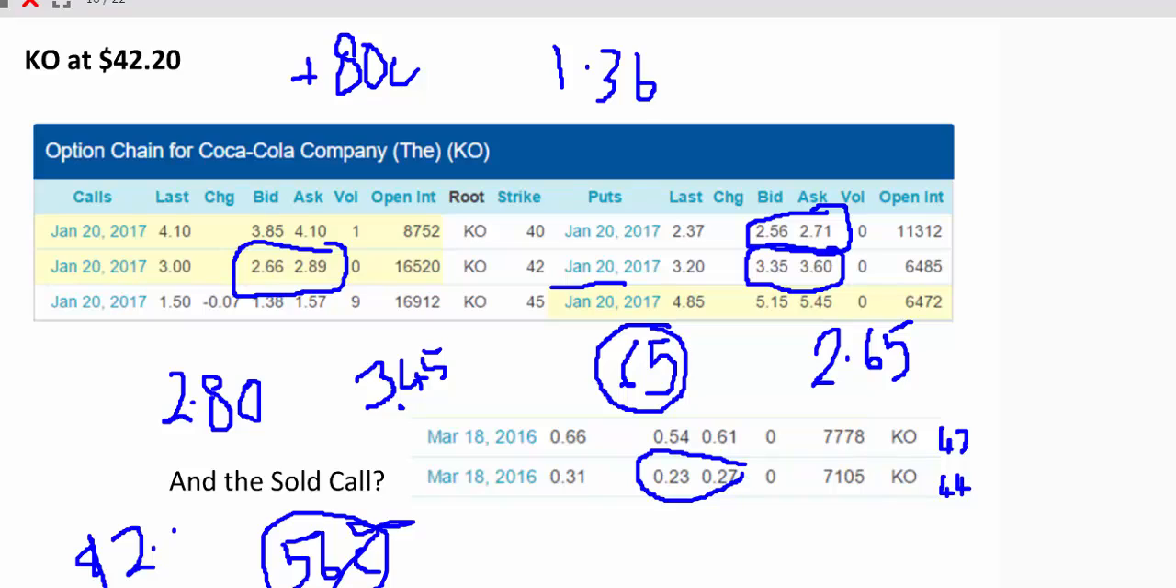If it went down, obviously we'd have protection. We'd not only have an increase in the value of the bought put, but we'd also have brought in our 56 cents. And then of course we go again and we go again and we go again, right through to January 2017.